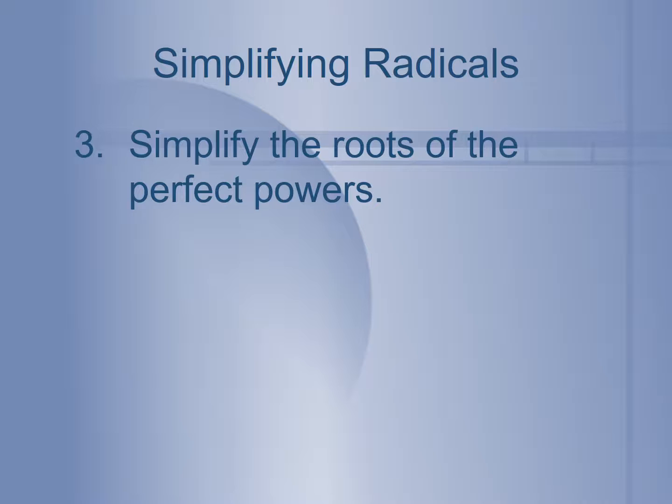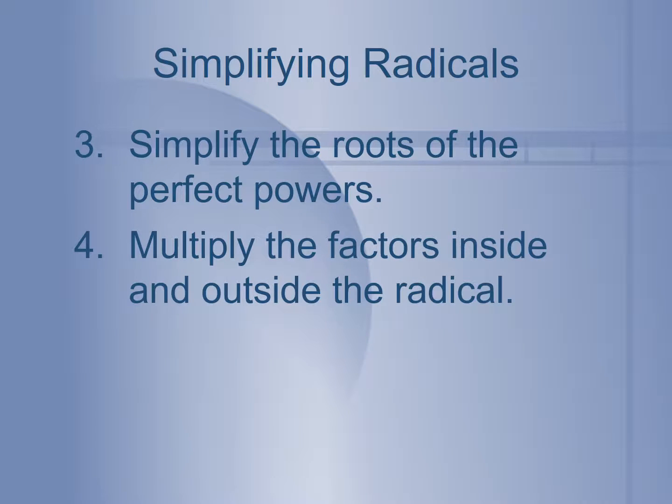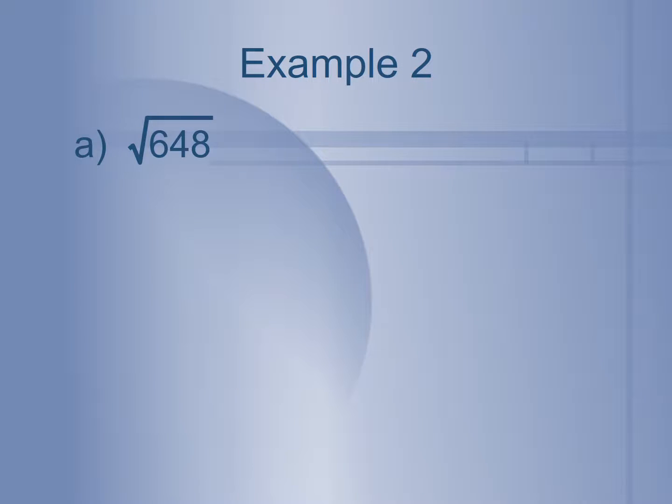Once you have your perfect powers isolated, they simplify and become just the expression under the radical symbol, the radicand. The last step is to multiply the factors inside and outside of the radical. This happens whenever you pull multiple things outside of the radical, or you are left with multiple things inside the radical. You'll have to multiply them. So let's look at an example.